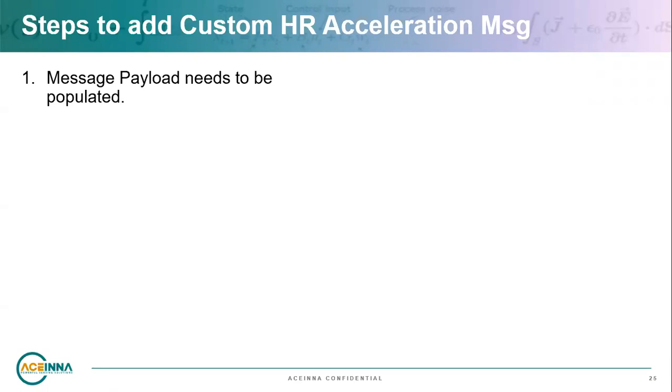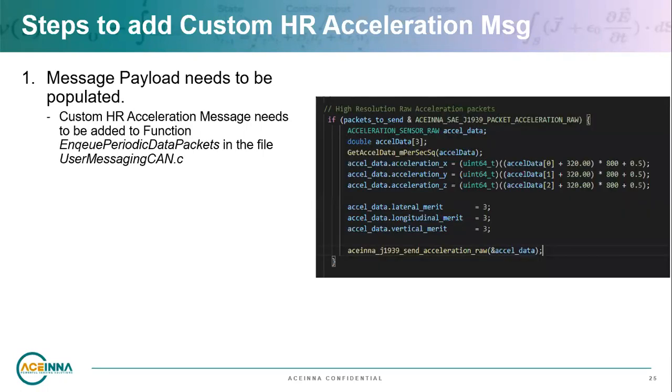So the first step is the message payloads need to be populated. This is the source code on the right side. I've defined acceleration XYZ based on the structure that we defined. We added the offset, which is 320, and multiplied with the resolution. And I've added the 0.5 to round to the nearest integer. For figure of merit for the lateral, longitudinal, and vertical, I've defined it as 3, which is not defined. But based on your application needs, if you want to use this figure of merit, you can add the particular logic to this code over here, and you can change the value based on your requirements. So this payload needs to be added to the file user messaging can.c.